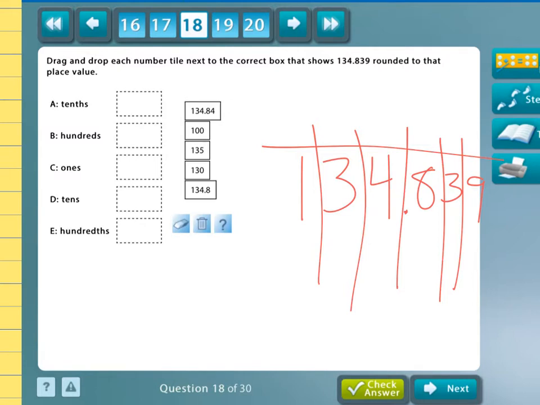Rounding to the nearest 10, here's our tens place. Look to the right, that is a 4, that is less than 5. So we're going to round that down to the nearest 10, which is going to be 130 tens, 13 tens. Our final one is round to the nearest hundredths. So here's our hundredths place. So look to the right. It's a 9. That's greater than 5. That means this is going to round up to 4. Fill in the blanks. 134 and 84 hundredths.